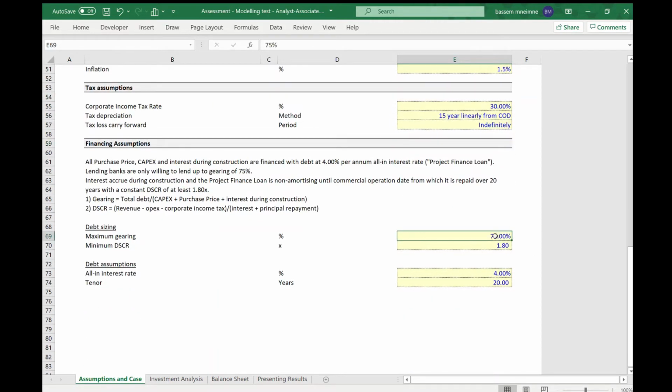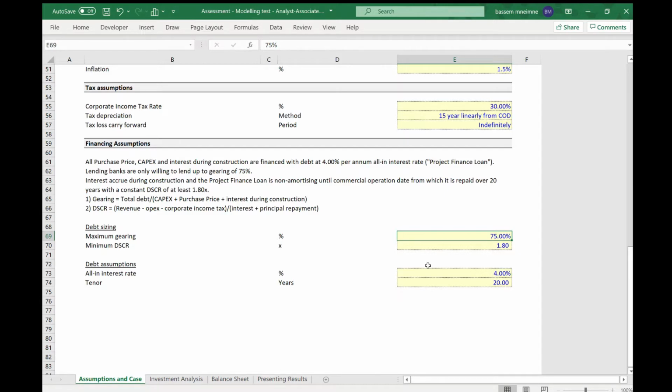The debt size of the project, what I asked for here, is that the debt size is basically your capex, your purchase price, and your interest during construction. And so what you will later notice is that to calculate how much my loan is, I need to know how much my purchase price and my capex are, but I also need to know how much my interest during construction is. But to know my interest during construction, I need to know the size of the loan.